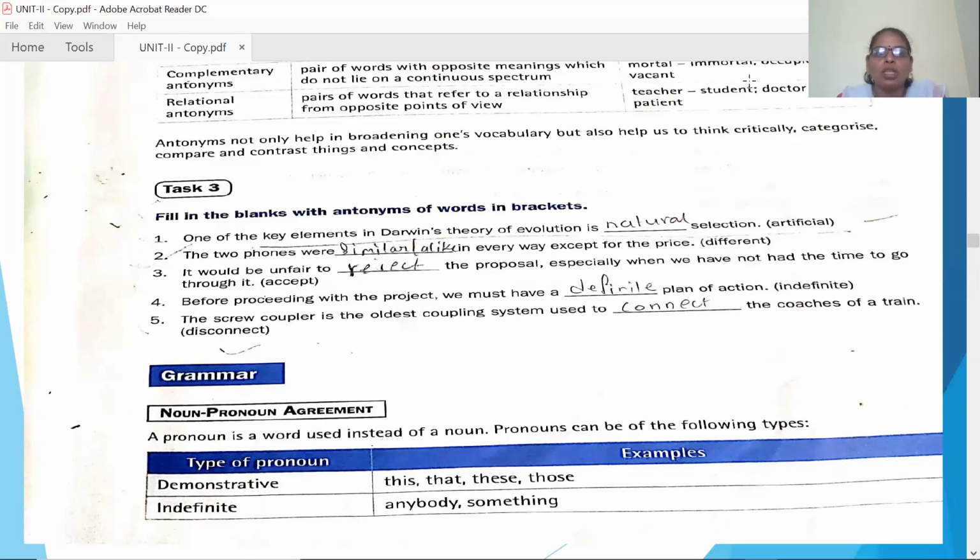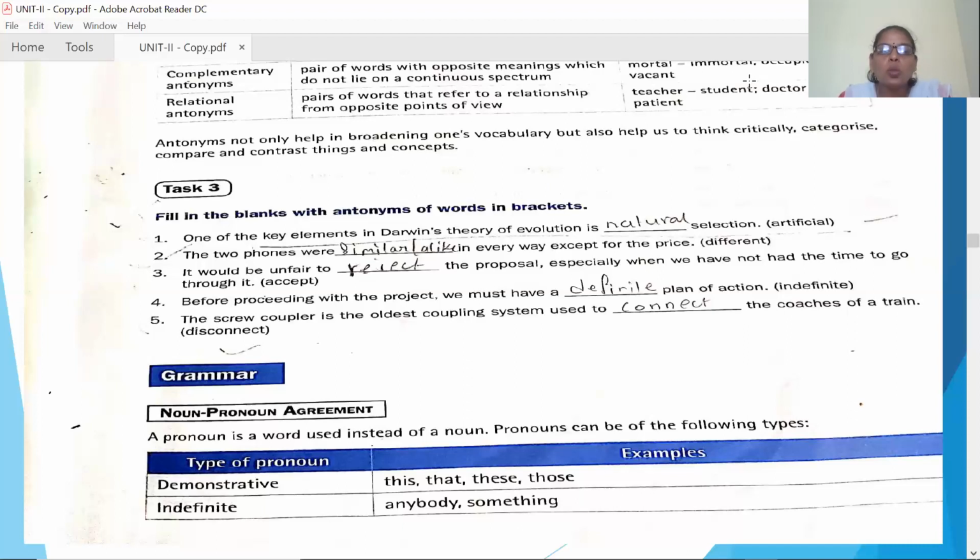We call them nouns. And what about a pronoun? A pronoun is used instead of a noun. Words like he, she, it are called pronouns. So let us now see the agreement between noun and pronoun. Agreement means combination: how to make these two work together, how to coordinate these two. Let us see noun-pronoun agreement.